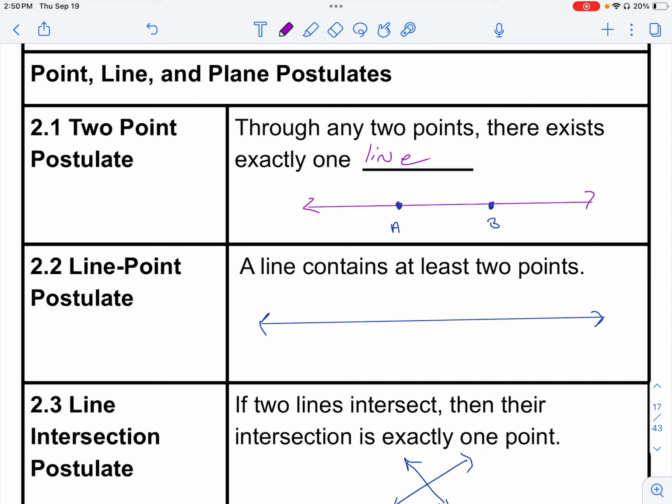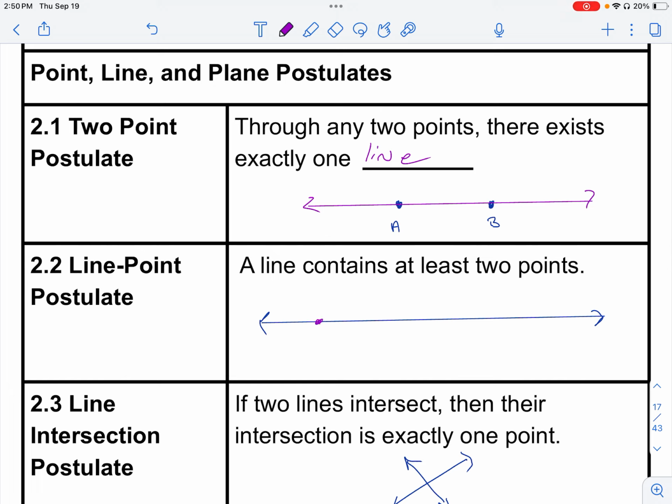Then the line-point postulate. A line contains at least 2 points. So here we have a line, and we know somewhere on the line we have at least 2 points. We'll call them C and D. So through any 2 points, we have a line. Through any line, we have to have at least 2 points.